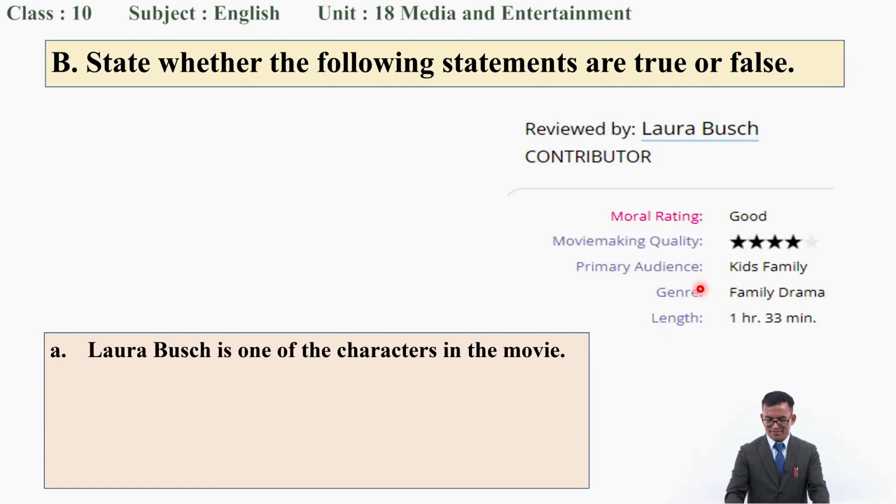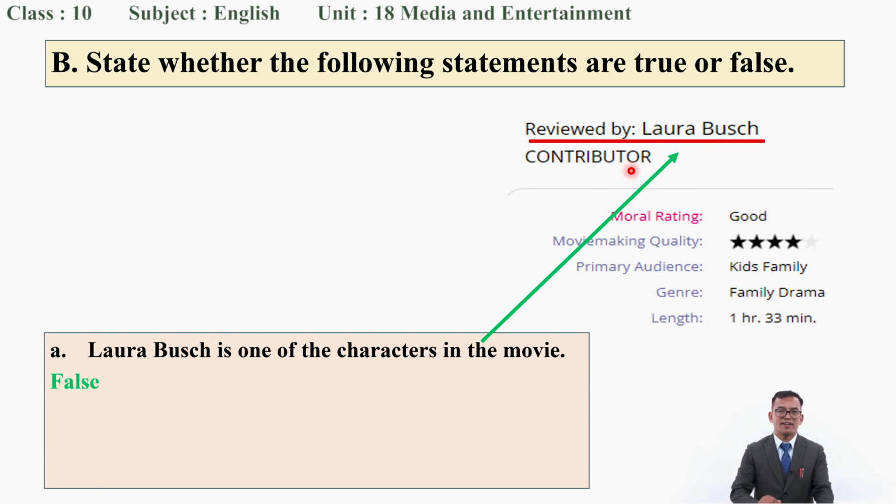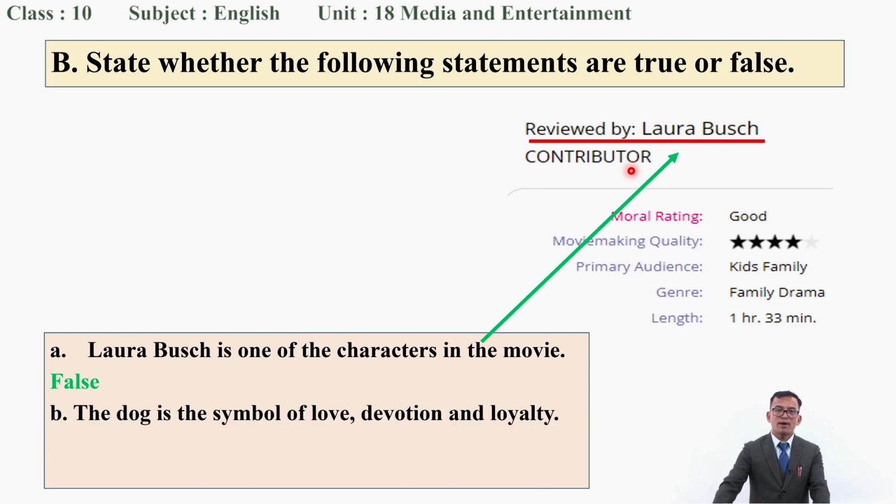You see? Look at this. Laura Bush. Reviewed by Laura Bush. So she's not the character. She's the reviewer. So this statement is, you're right, false. What about the next?